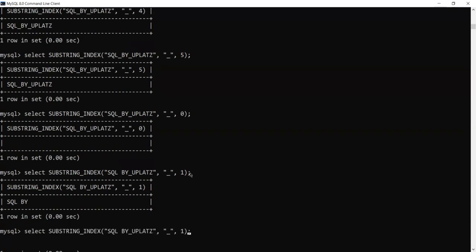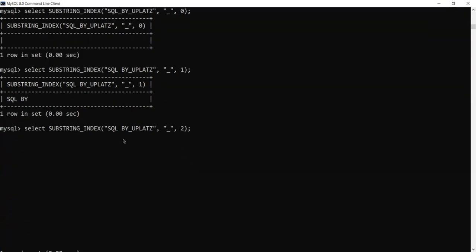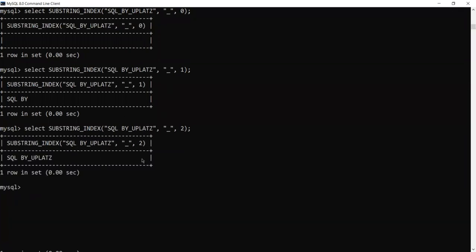now if I change this to 2, it will give me both the sections, SQL by and uplats. Okay, here it is. Now let me give a few more examples so you can understand very well. Hello, then we have some more characters, world, then again we have something as uplats. Now you can see that there are 1, 2, 3, 4 delimiters.